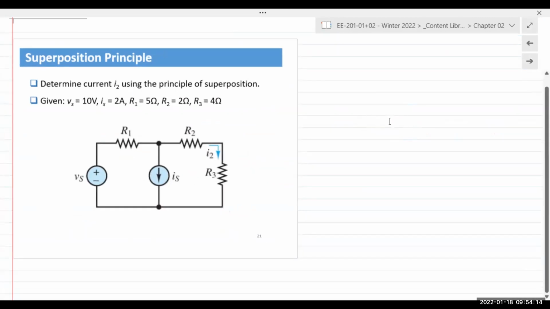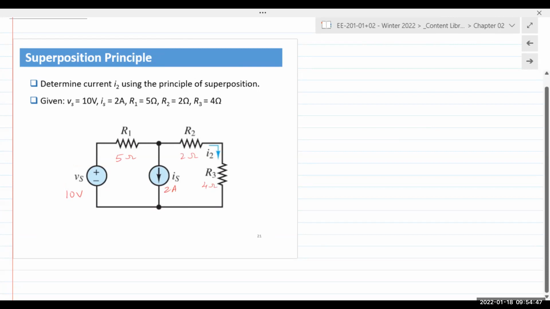Okay, the question being asked is: determine the current I2 using the superposition principle. I2 is already given to us right here. It is flowing from the top through resistor R3. The circuit has 2 sources. Vs is 10 volts. Is is 2 amps. Resistor R1 is 5 ohms, R2 is 2 ohms, and R3 is 4 ohms.